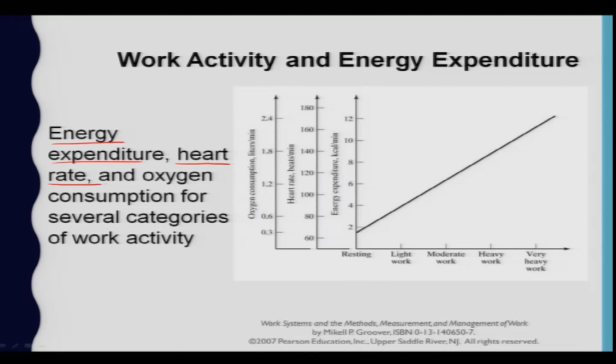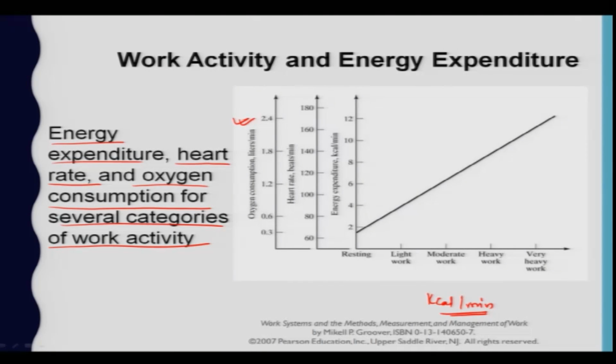heart rate and oxygen consumption rate for several categories of work activity. As you can see from this graph, every type of physical activity requires a certain rate of energy expenditure when performed at a steady pace. These energy expenditure rates are sometimes referred to by the term that I have used recently, physiological cost. So the physiological cost of the activity to the human body can be expressed as kilocalorie per minute.